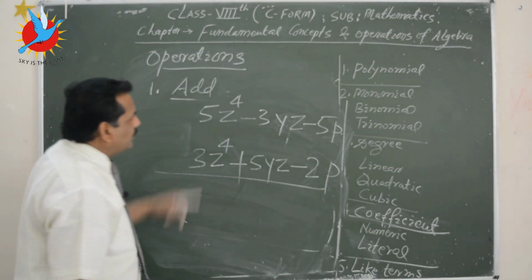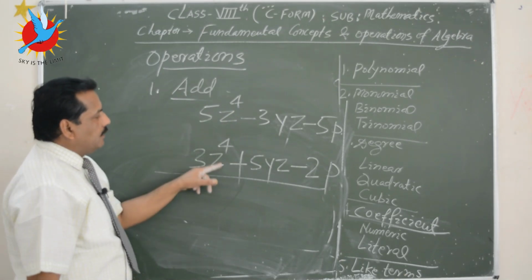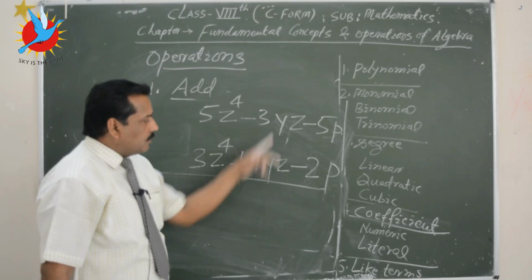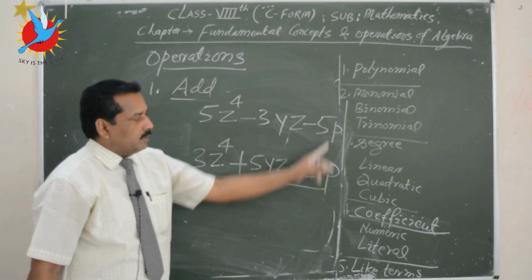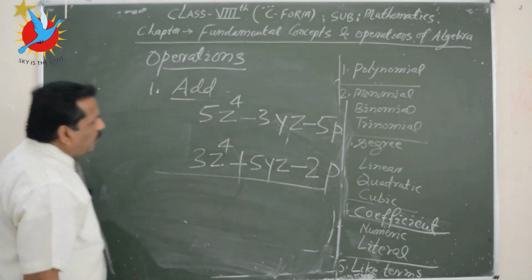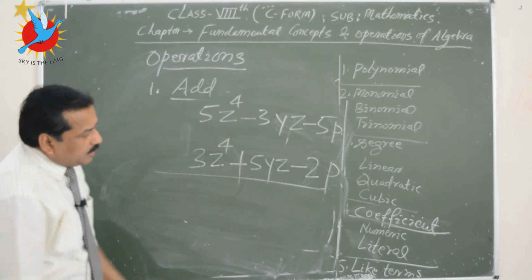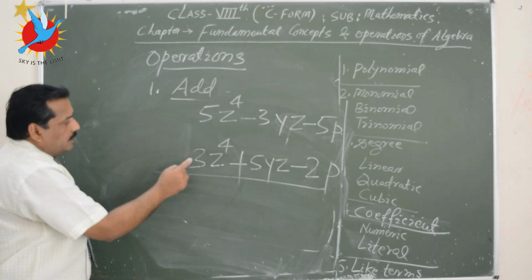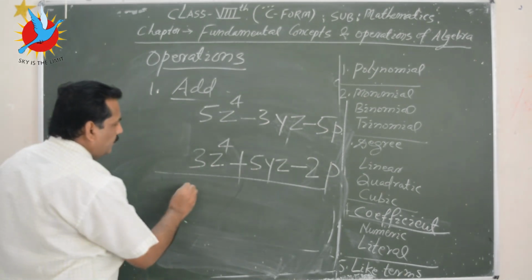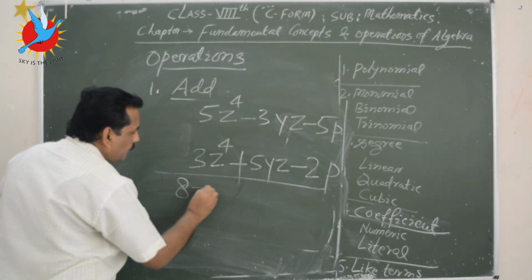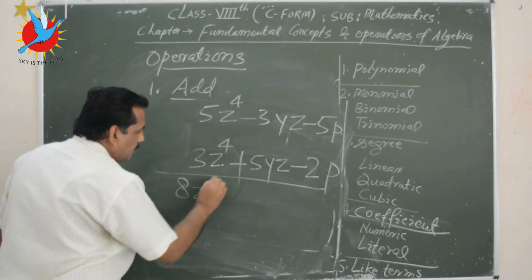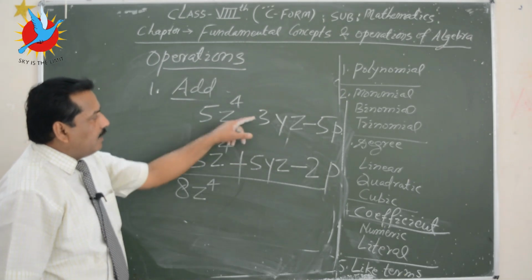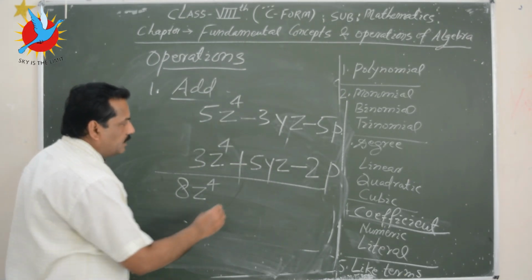So we have to add these two algebraic expressions, and we shall be searching for like terms. Here z to the power 4 is the literal coefficient, and here also z to the power 4. The yz terms are like terms, and these terms are also like terms. Now go as per the rule, numbers will be added. Here it is plus 5, this is plus 3, so 5 and 3 is 8, and the literal coefficient is written as it is, z to the power 4. Now here plus 5 and minus 5, you already have sufficient idea.